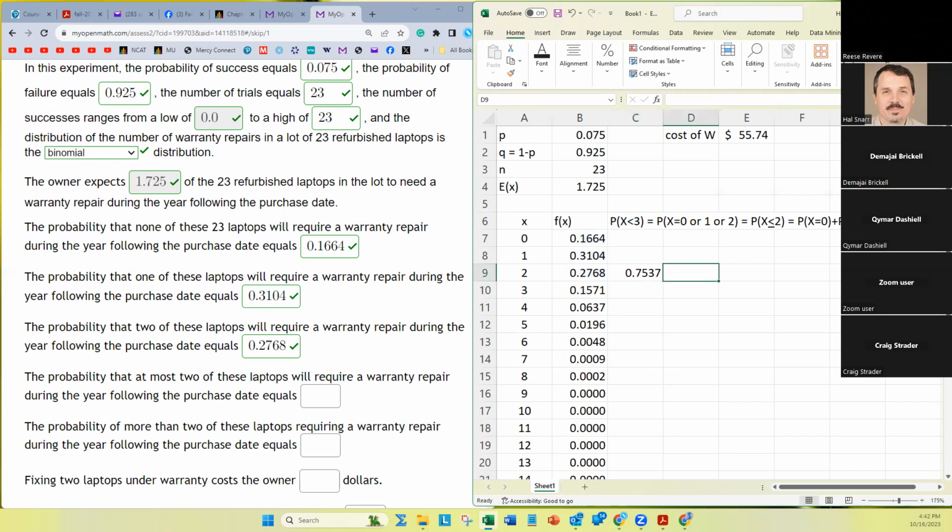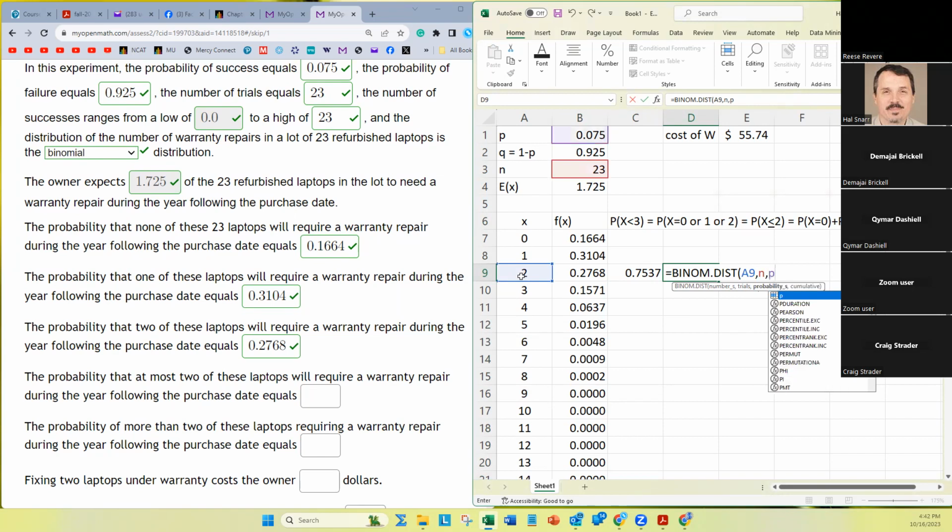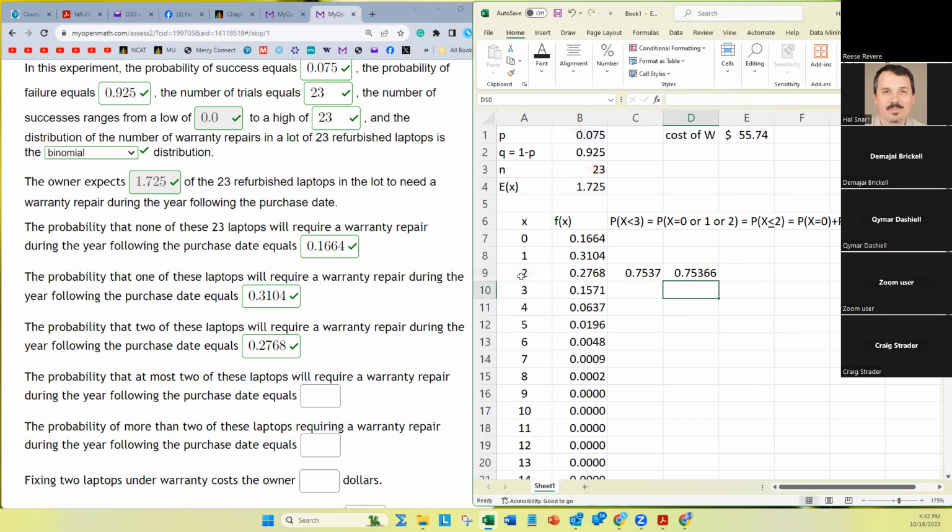Another way to do this is this way. Binomial dist. Look, this is 2, and then trials n, and then the probability of success. And then I can do what? I can do true here, right? True is the cumulative, right? It just adds up the current one and the previous ones, right? I can do that too.